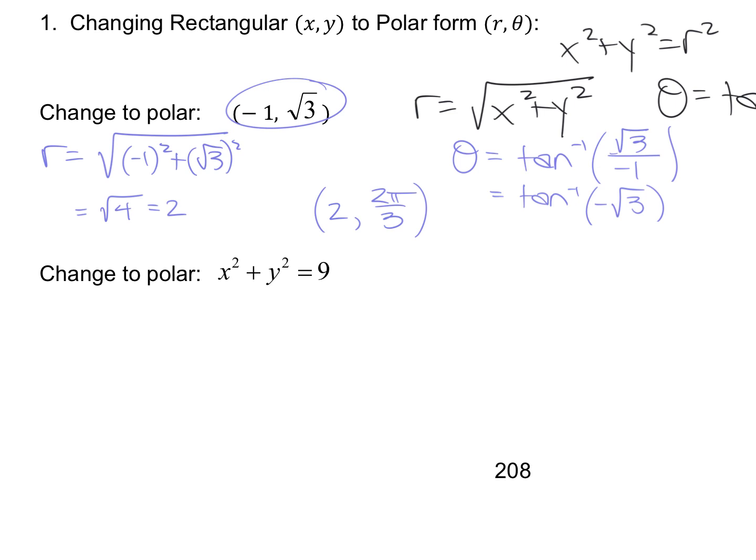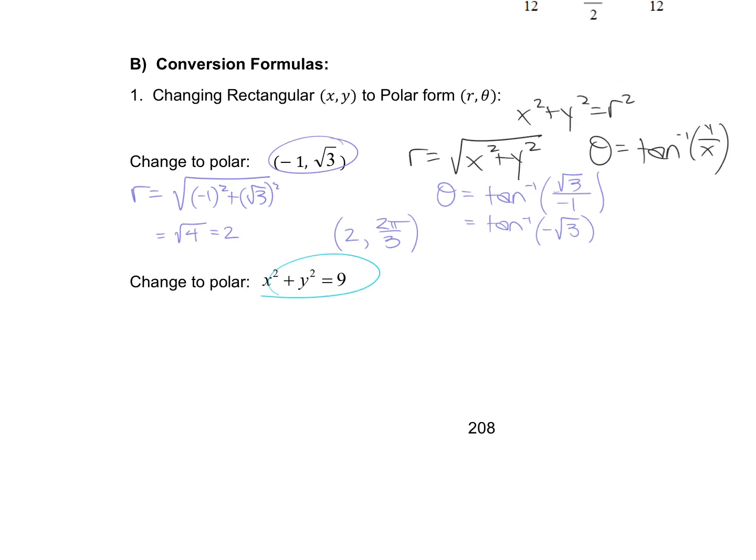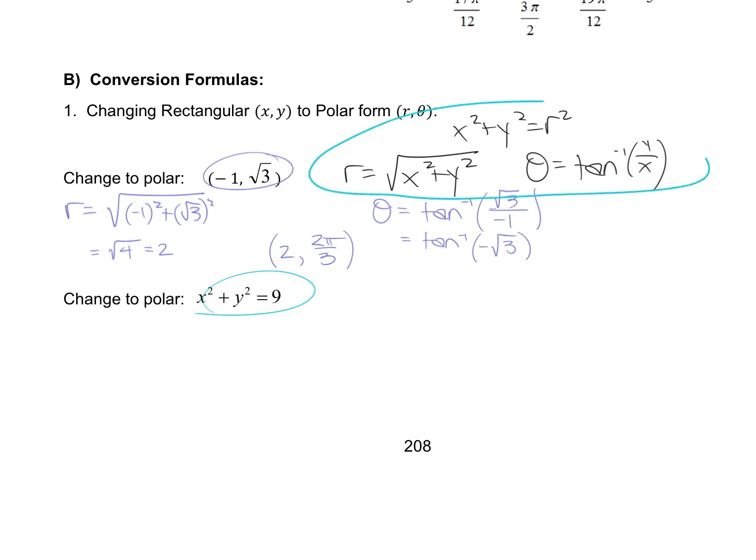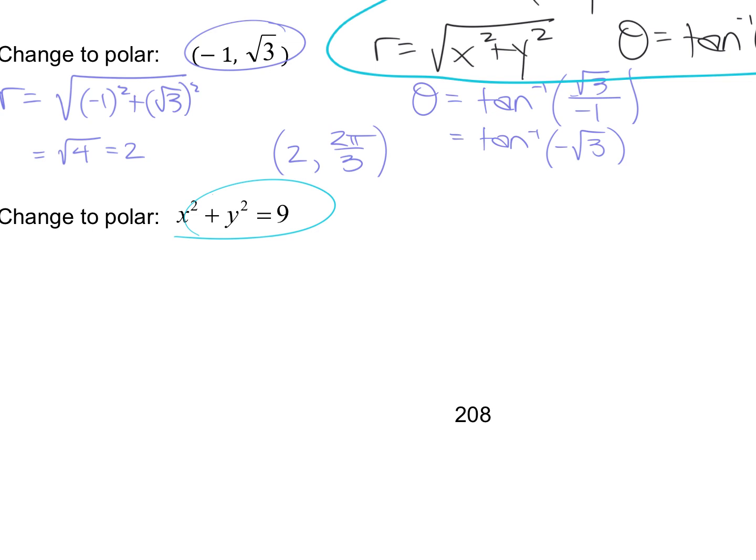Wait, so how's the 2 pi over 3? So if I'm given an entire equation, first off, do we recognize that kind of equation? Yeah, that's a circle with what radius? 3. You have a couple conversion formulas here that you could use. The easiest one for this one is the top one, because you have an x squared plus y squared. According to that conversion formula, x squared plus y squared is the same as r squared. So you can then solve for r. What is r going to equal? 3.